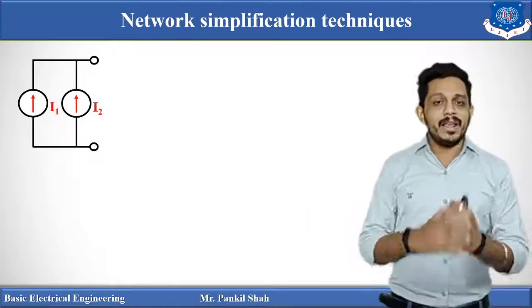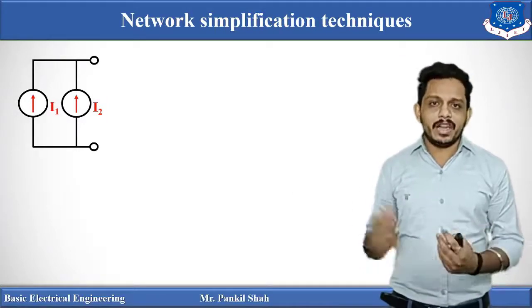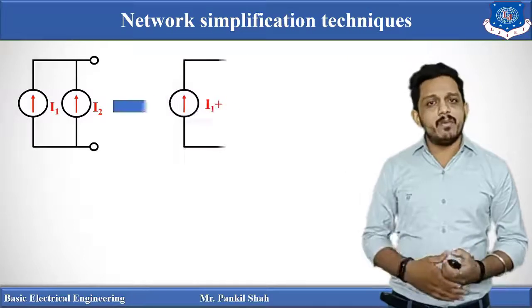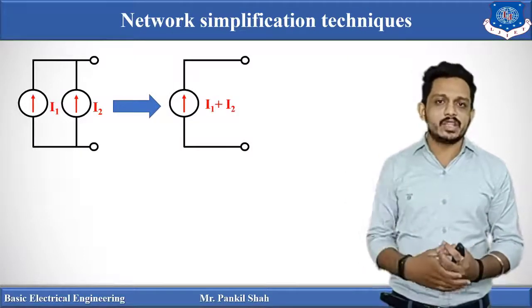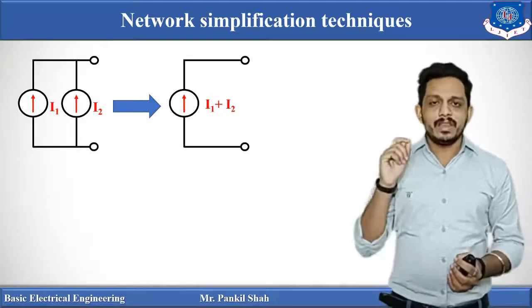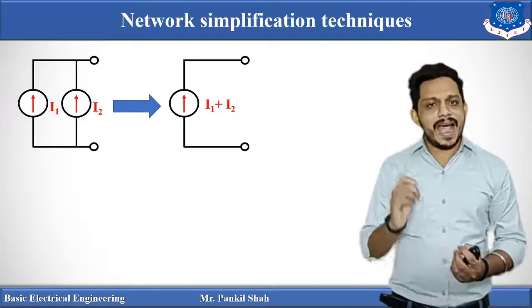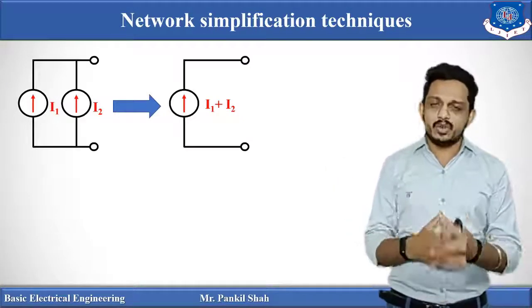For example, if two current sources have the same direction and different magnitudes, that is I1 and I2, then instead of drawing two current sources, you can directly draw one single equivalent current source, but the values of those two current sources will be added. So the value of the equivalent current source I is nothing but I1 plus I2, but the direction of both currents should be the same.